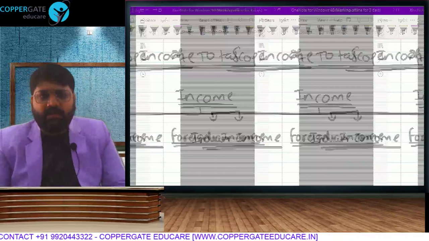Any income earned in India will be called Indian income. Any income earned outside India will be called foreign income.